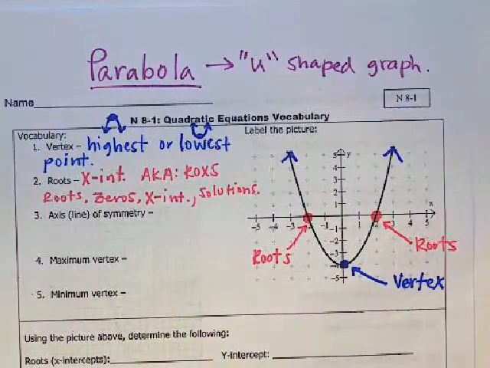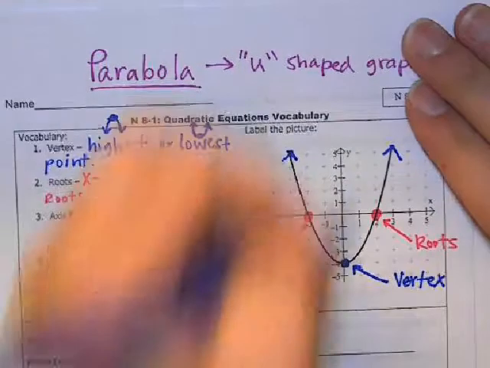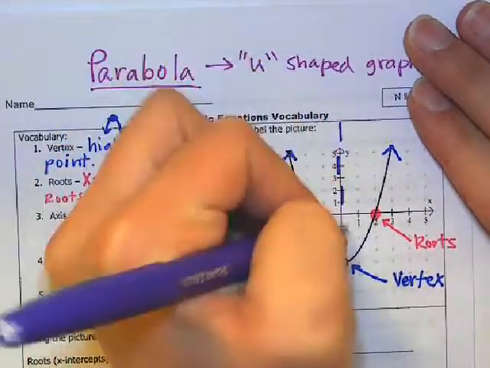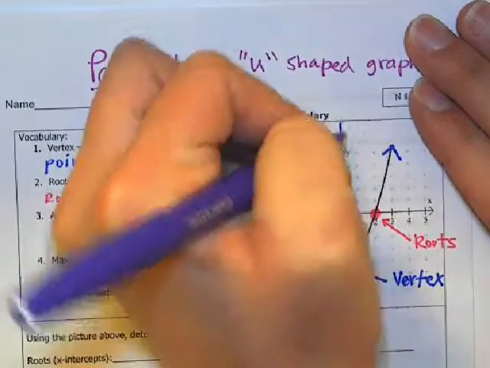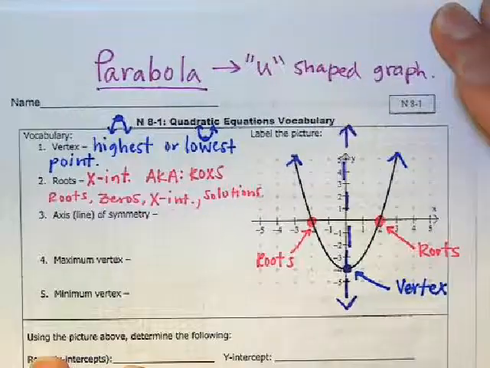So axis of symmetry. Symmetry means symmetrical. Same on both sides. So it's a line that's going to make my graph the same on both sides. It's going to make my U the same on both sides. So it's going to go straight through the middle of the U. Okay? It's not going to go through the middle of the graph. It's going to go through the middle of the U. So if I want to draw a line of symmetry, or an axis of symmetry, it's going to go right through the middle of the U. So that dashed line right there is my axis of symmetry.